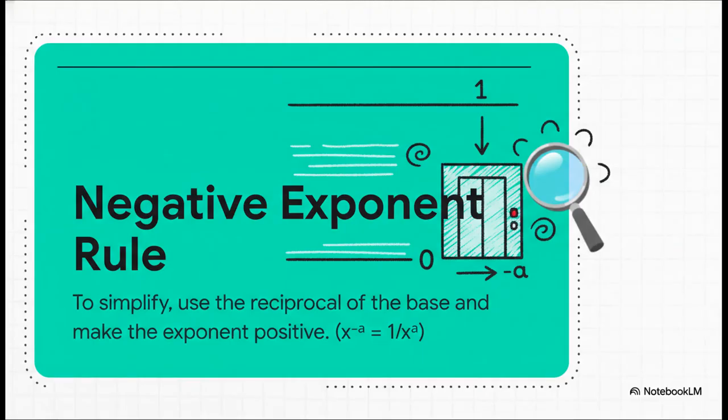And now for the negative exponent rule. Look, a negative exponent does not mean the number itself becomes negative. That's a super common misconception. Instead, just think of a negative exponent as a little signal that's telling you its base is on the wrong floor of the fraction. To fix it, to make that exponent positive, you just move its base to the other side. So x to the negative a becomes 1 over x to the positive a. It's basically like giving it an elevator pass to the other side of the fraction bar.